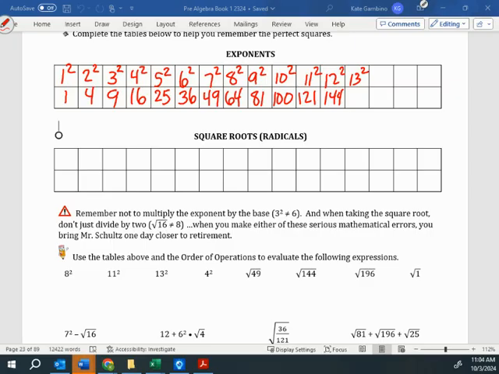Not quite. It's got all those multiples of 3 in it. 169. 14 squared? 196. 15 squared? You're pulling up that calculator, Robbie. 225. And 16 squared is 256.